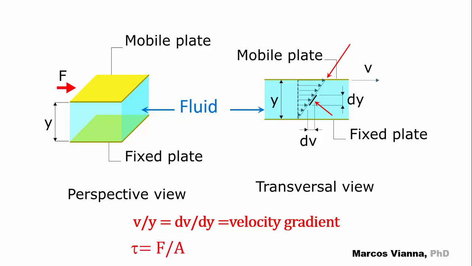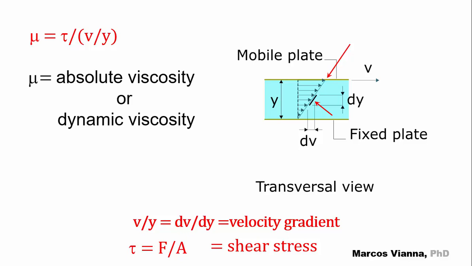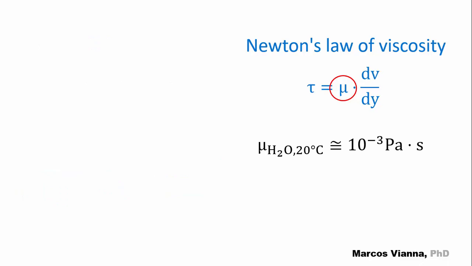The relationship F over A equals tau is the shear stress. The relationship between shear stress and velocity gradient, named mu, is called absolute viscosity or dynamic viscosity. Newton's law of viscosity states that tau equals mu dv over dy. In this expression, tau is the shear stress, dv over dy is the velocity gradient, and mu is the absolute viscosity or dynamic viscosity.